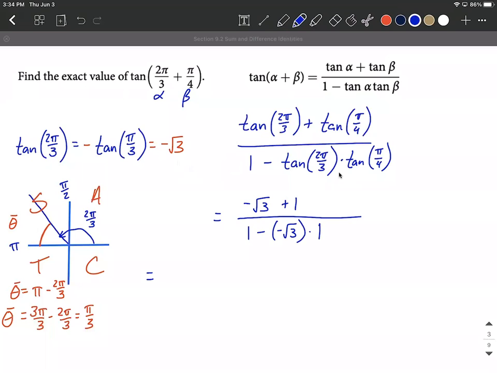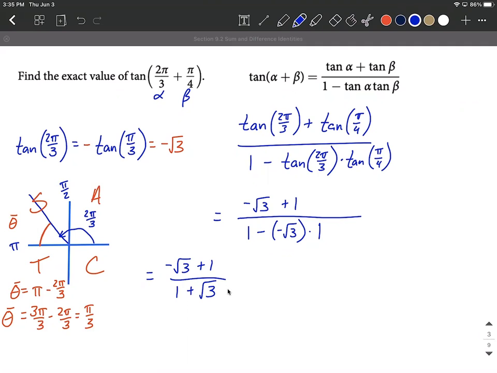So for cleaning up and making this look a little bit nicer, maybe we say negative square root of 3 plus 1. You could transpose those, write them in the other order. And then for our denominator, we could say 1, and then this double negative makes an addition for the square root of 3, and then times 1, I'm just kind of dropping the multiplying by 1. So that's a pretty good answer.